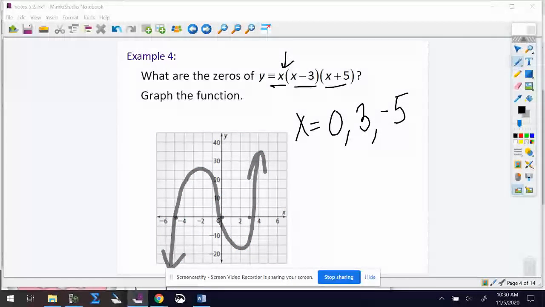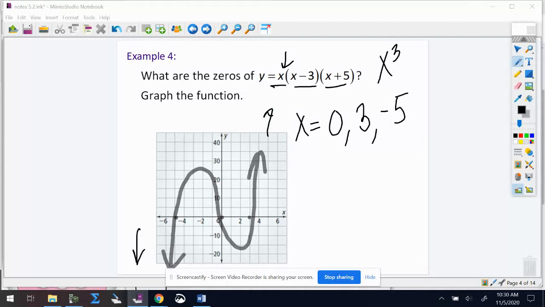highlighter going there. The other thing I might notice is when I multiply this all together, I would end up with an x to the third power because I have an x, an x, and an x all being multiplied. And what I learned in the previous lesson about end behavior is an odd function, x to the third is an odd function, will have opposite end behavior, meaning if one side goes up, the other side goes down. And you can see that on this one. This left side is going down and the right side is going up.